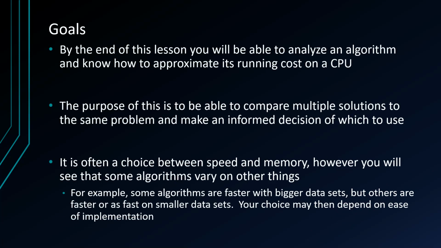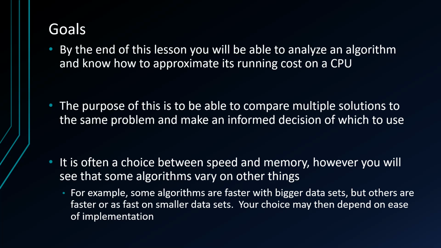By the end of the lesson, you'll be able to analyze an algorithm and know how to approximate its running cost on a CPU. The purpose of this is to be able to compare multiple solutions to the same problem and make an informed decision of which one to use. It's often a choice between speed and memory. However, you're going to see that some algorithms vary on other things.